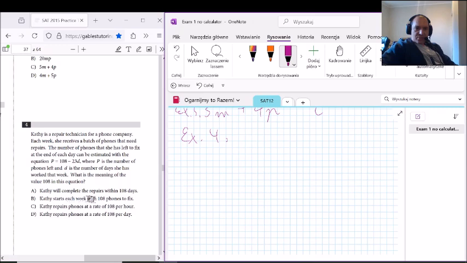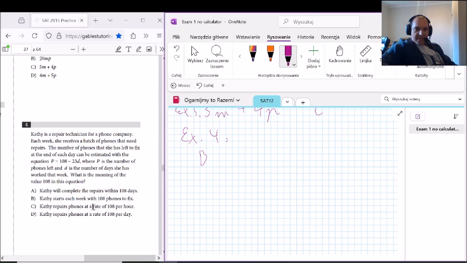Kathy starts each week with 108 phones to fix. Yes, when it's Monday, she has worked 0 days this week, so D equals 0. So 108 minus 23 times 0 is 108, and P is the number of phones left. So at the beginning of Monday, she has 108 phones left. So it will be the answer B. But let's check C and D to be sure that we didn't miss something.